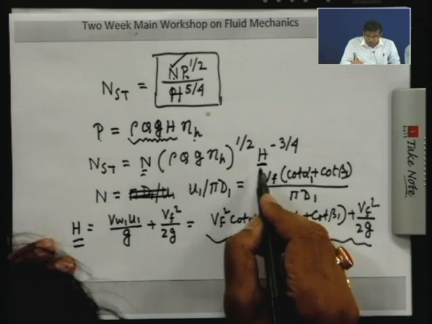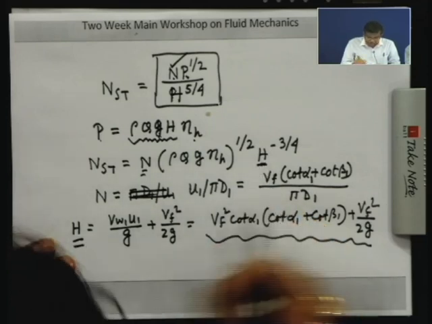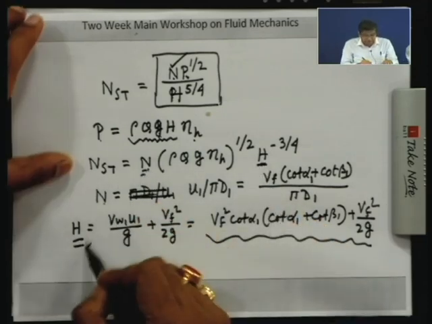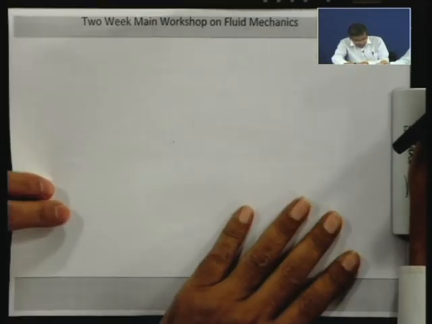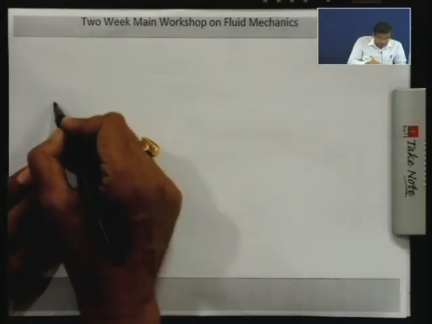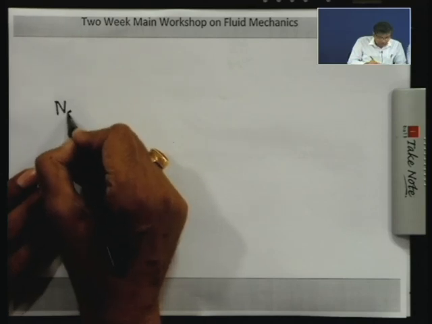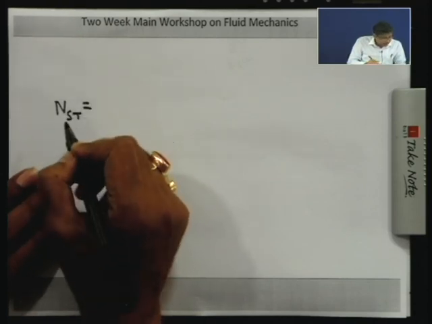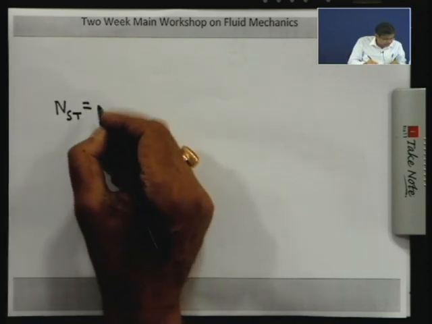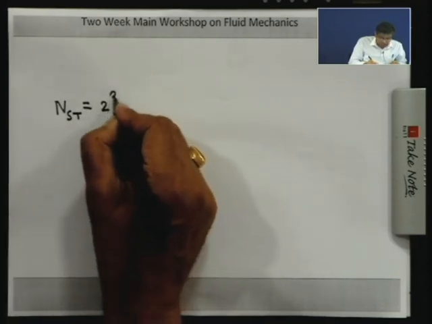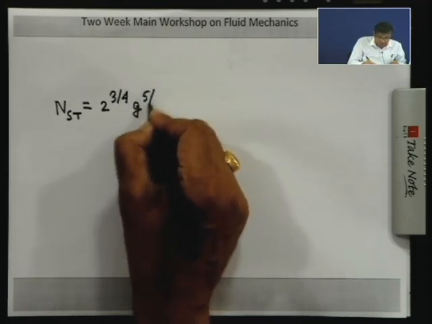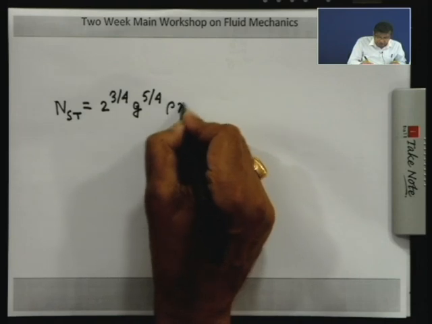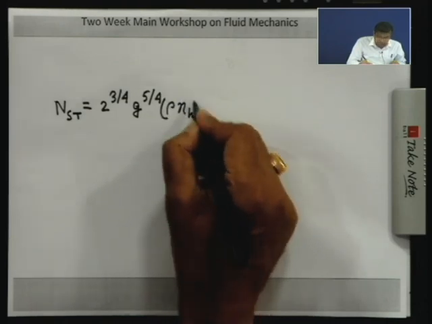So if you now put this value of H and this value of N here and make some algebraic rearrangement and manipulations, which is simple school level algebra, you get an expression which you do not have to remember. Just for your information, I tell that this is one thing which I also do not remember. I have to see and write: 2 to the power 3 by 4 G to the power 5 by 4 rho eta H to the power half.